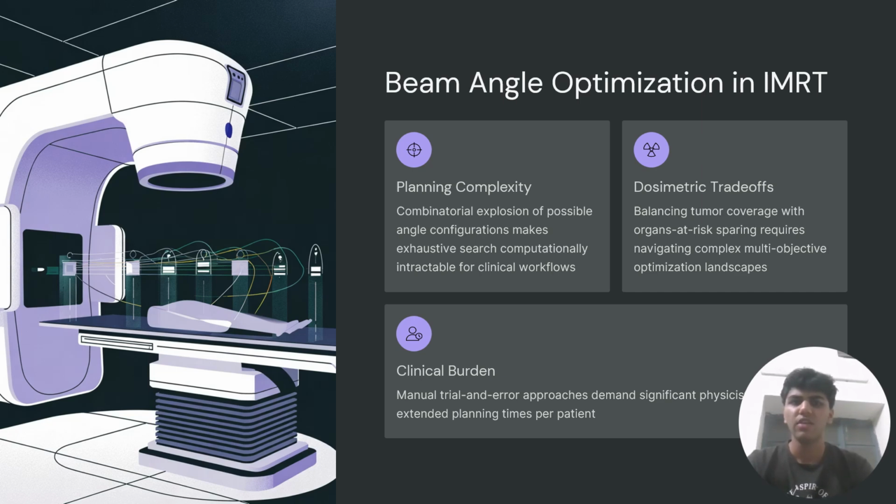Instead, physicists rely heavily on experience and trial and error, which can take hours to refine and introduces variability across clinicians and centers. There are strong clinical trade-offs. We want to maximize dose to the tumor for effective control while minimizing exposure to nearby organs at risk. That balance forms a complex, non-linear optimization problem that is difficult to solve manually and time-consuming to iterate on. So beam angle optimization is a perfect candidate for automation, not only to reduce planning time and workload, but also to standardize quality and support adaptive same-day radiotherapy workflows.